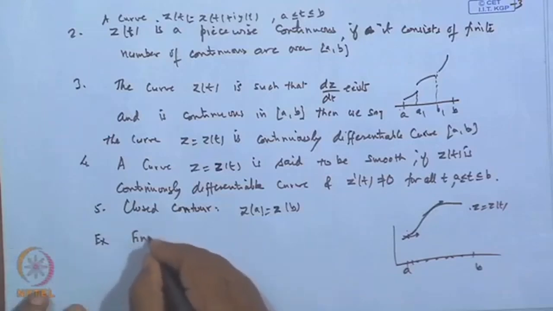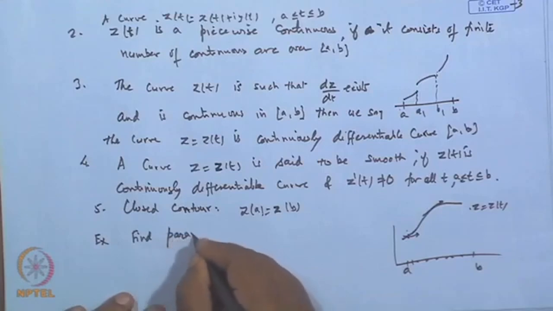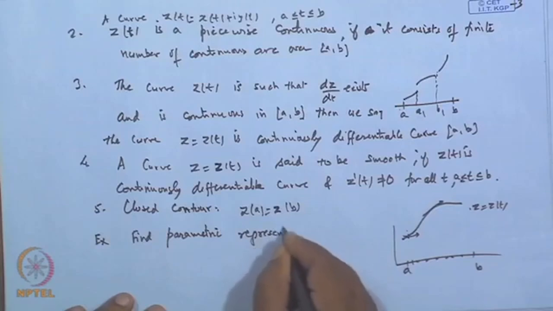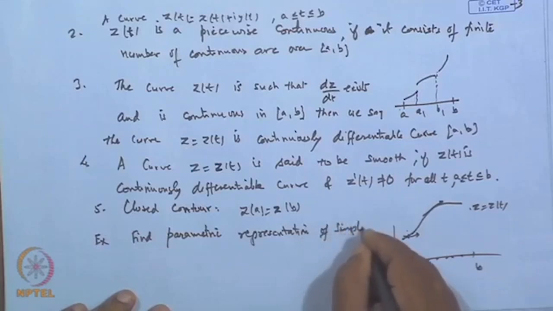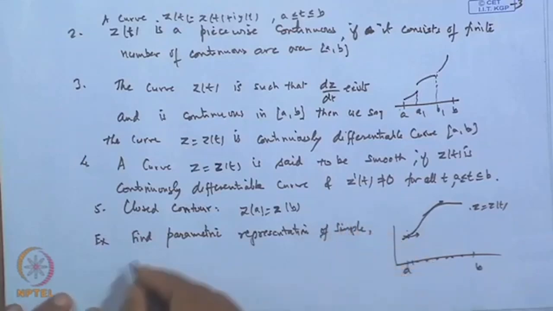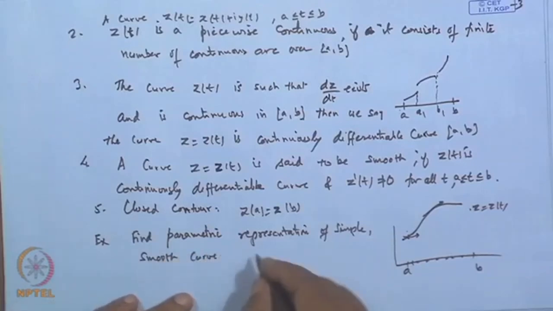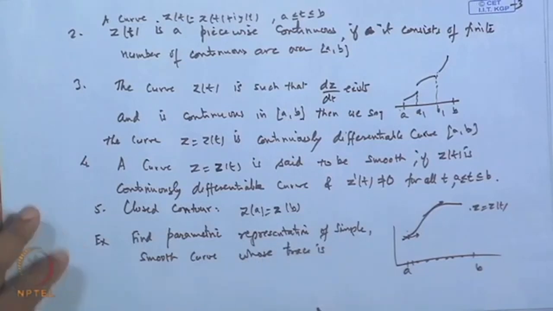Find a parametric representation of a simple smooth curve whose trace is the ellipse.